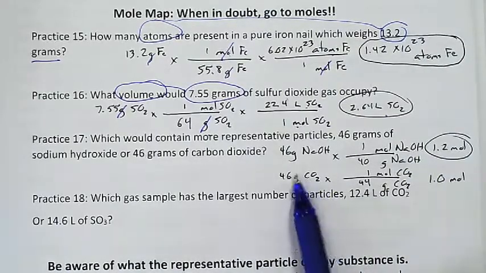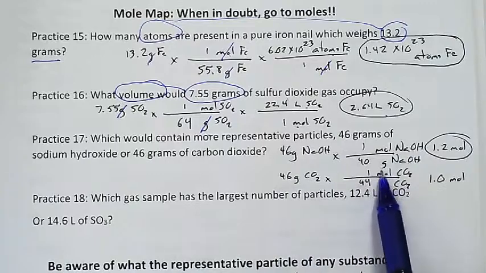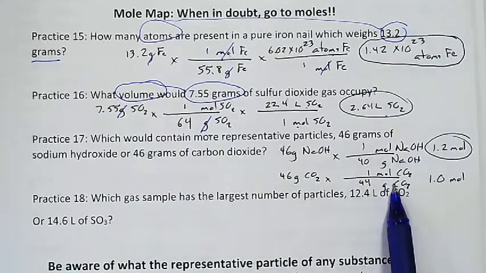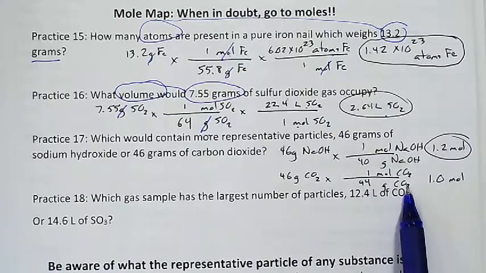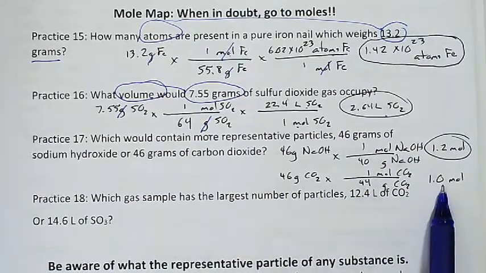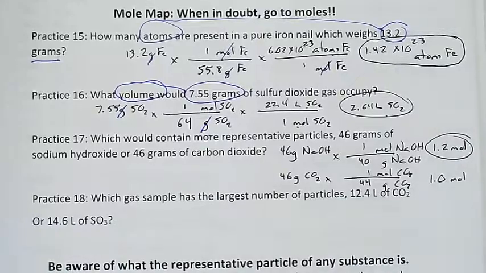Same thing for carbon dioxide, 46 grams of CO2. Again, we're going to moles of CO2. CO2 weighs 44 because carbon weighs 12 and 2 oxygens weighs 32. So 46 divided by 44 is 1 mole. So the one that has the most particles, again, would be the one that has the most moles, and so that would be sodium hydroxide.